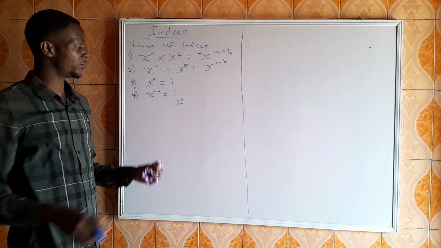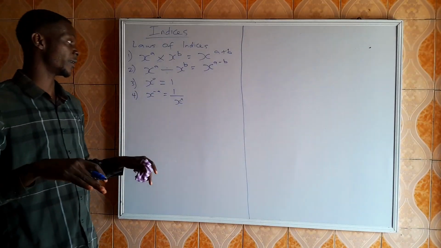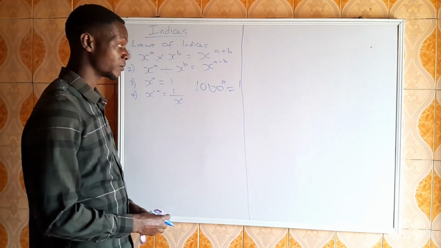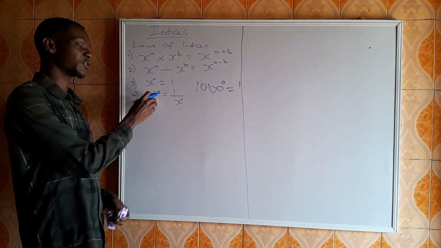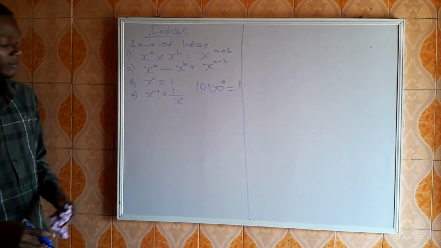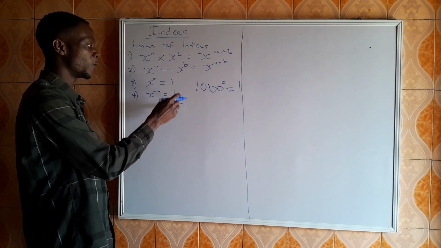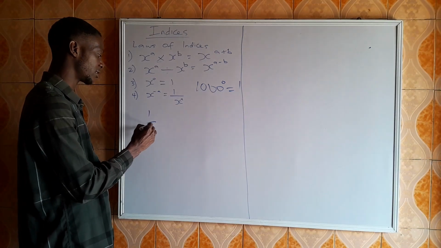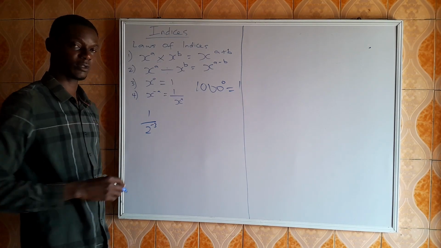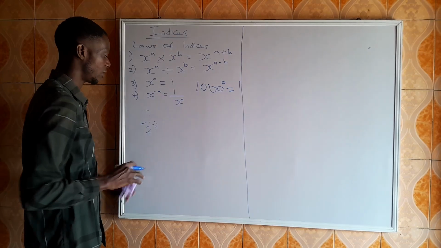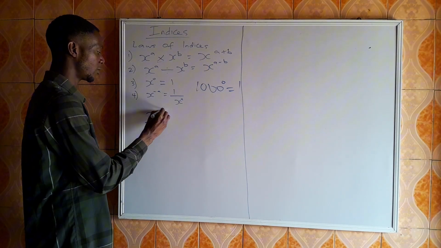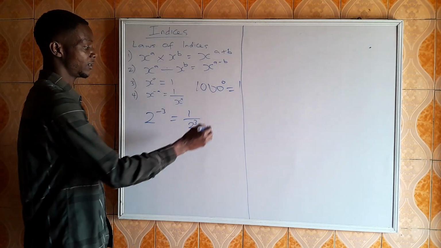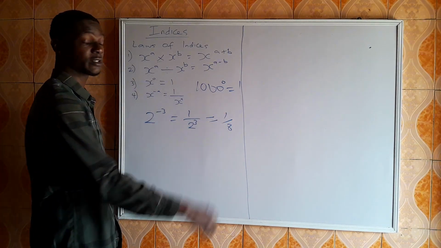Then the third rule, which is x raised to the power 0: anything raised to the power 0, anything at all. If you have 1000 raised to the power 0, it will always be equal to 1. And the fourth rule, which is x raised to the power minus a, it will be 1 divided by x raised to the power a. So if you have something like this, let's say you have 2 raised to the power minus 3, it will become 1 divided by 2 raised to the power 3, and the answer will be 1 over 8.